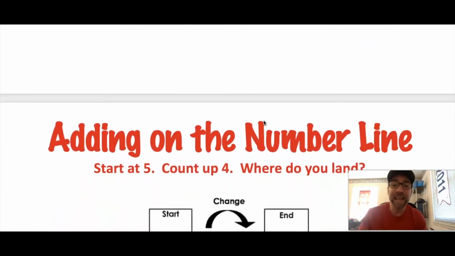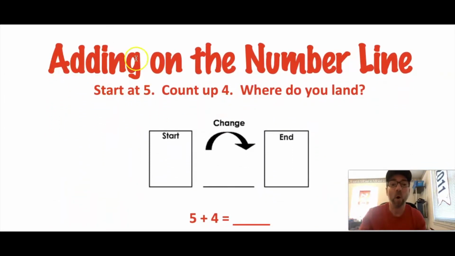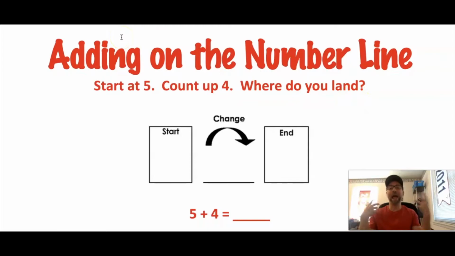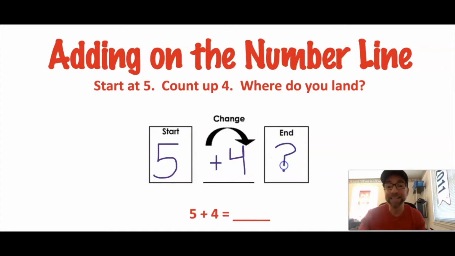Awesome job. Today we're going to be looking at adding on the number line, and we're also going to look at subtracting on the number line. But we're going to start with adding. Now, we've been doing this for a couple of months since school started. Start at 5, count up 4. Where do you land? And then we learned about how we can put that on a start, change, end diagram. We would say start at 5, count up 4. Where do you land?